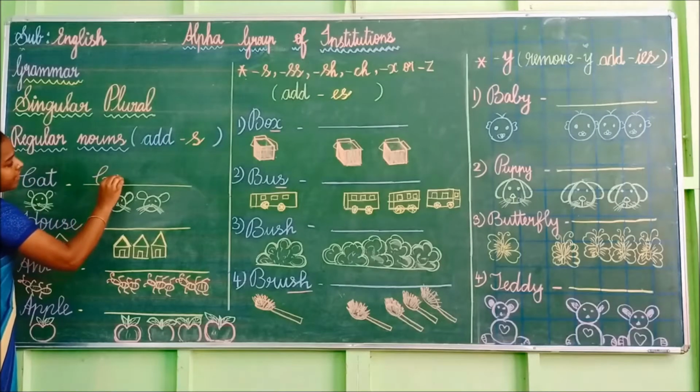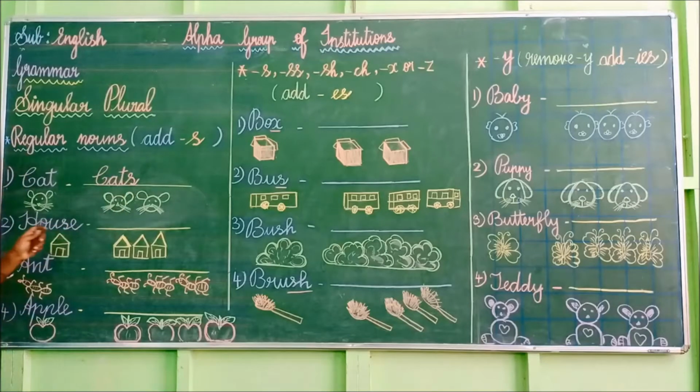C, A, T, S. The plural form of cat is cats. You have to simply add S for the regular nouns. Regular nouns are nothing but nouns that do not change their spelling. You have to simply add S to the singular noun to change the singular into plural. So here the plural form of cat is cats.